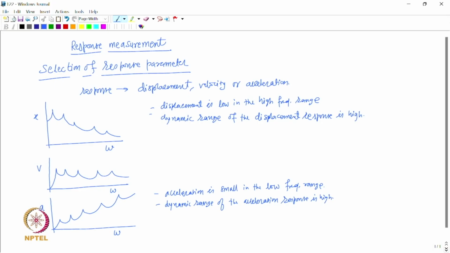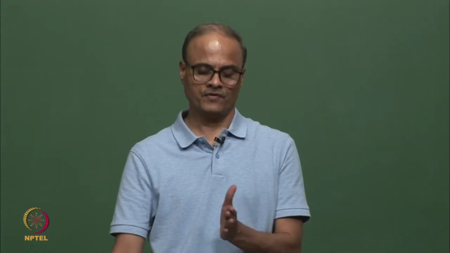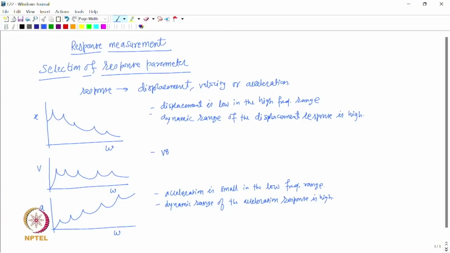What about velocity? So, we see that the velocity amplitude is by and large uniform when we go from low to high frequency range, right. So, the velocity is largely uniform from low to high frequency range, correct.